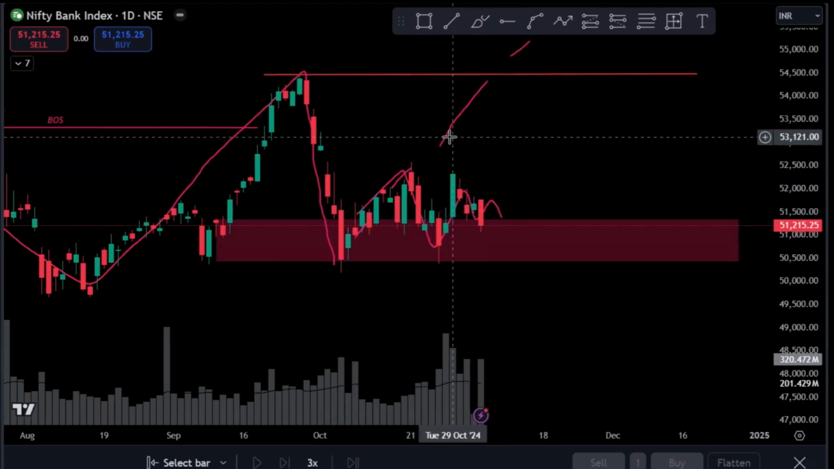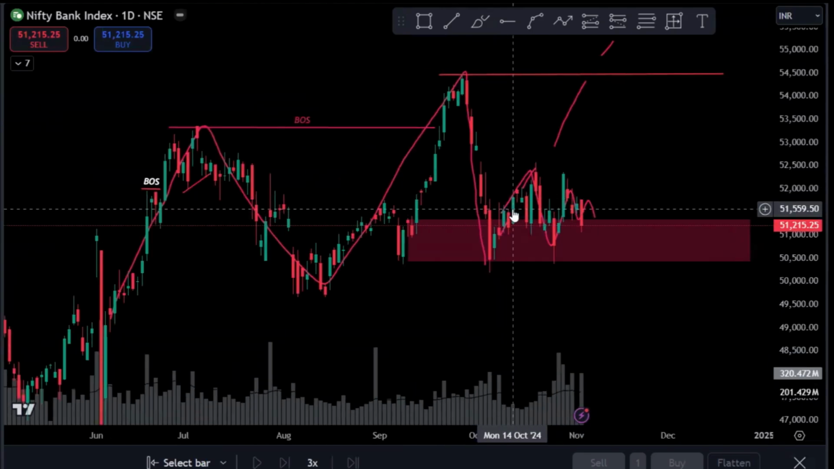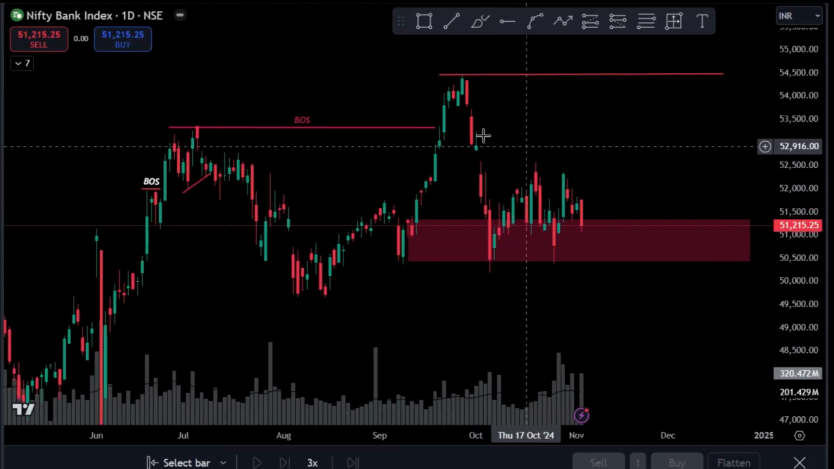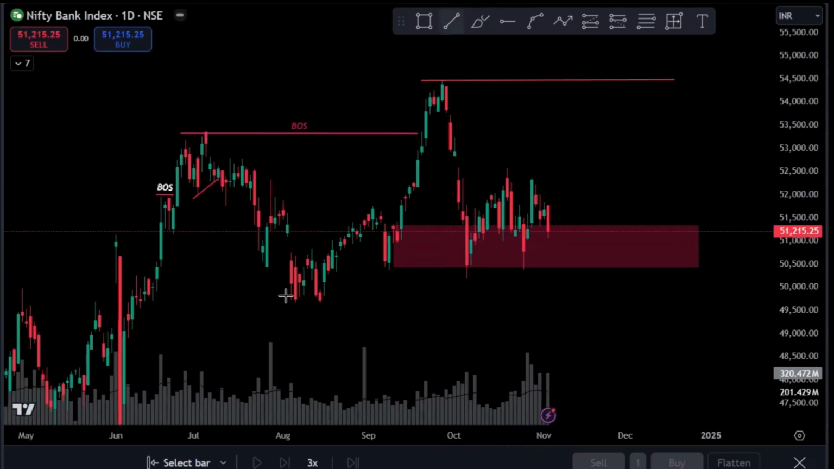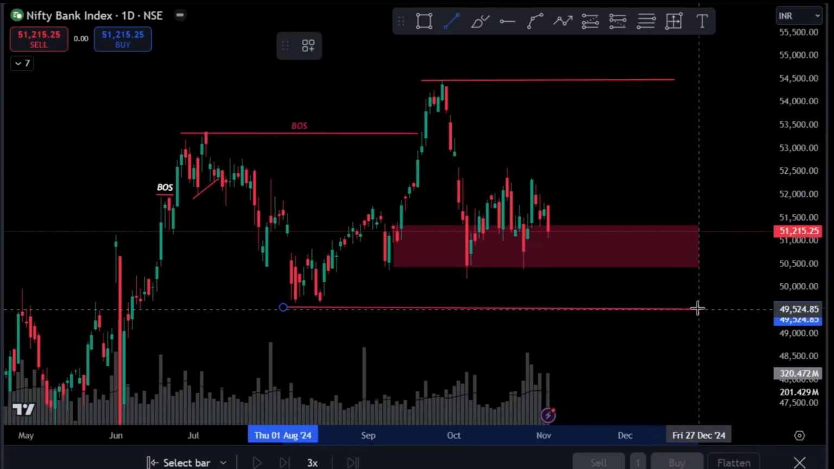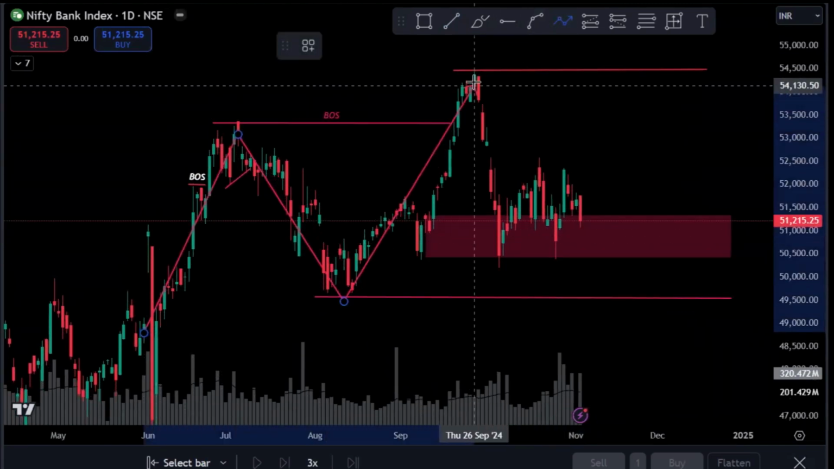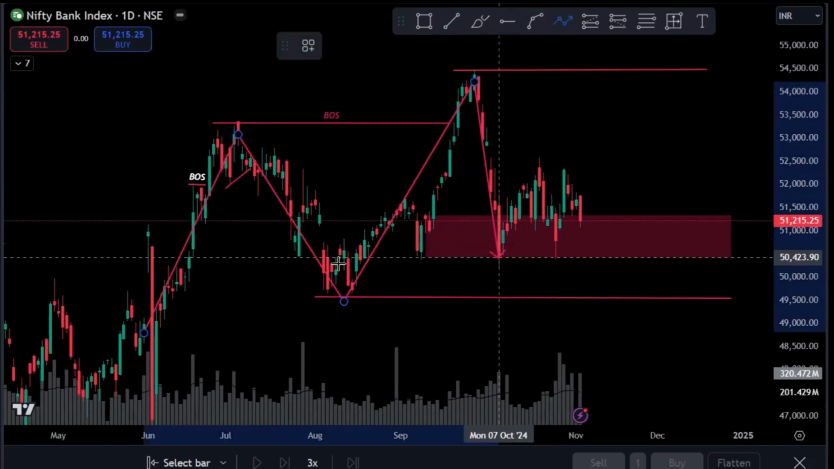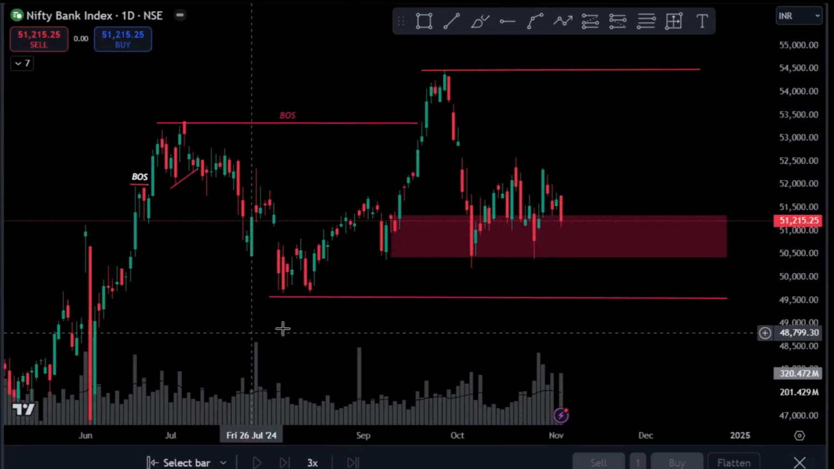Do you consider the previous red candle which has broken the higher low? It has not broken the higher low, no? No, the higher low is over here. I'll teach you all how to mark the ranges properly. It has not broken the higher low. Now it is in the sideways. Yes, now it's sideways. This is the higher low.